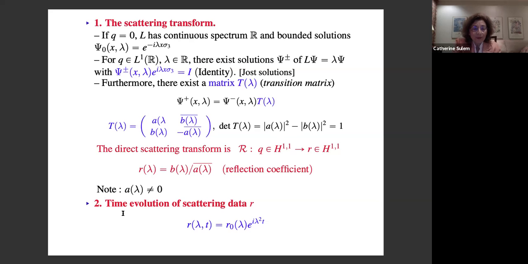The next step, so that's the direct transform. The next step is the time evolution. It evolves very simply, very linearly.